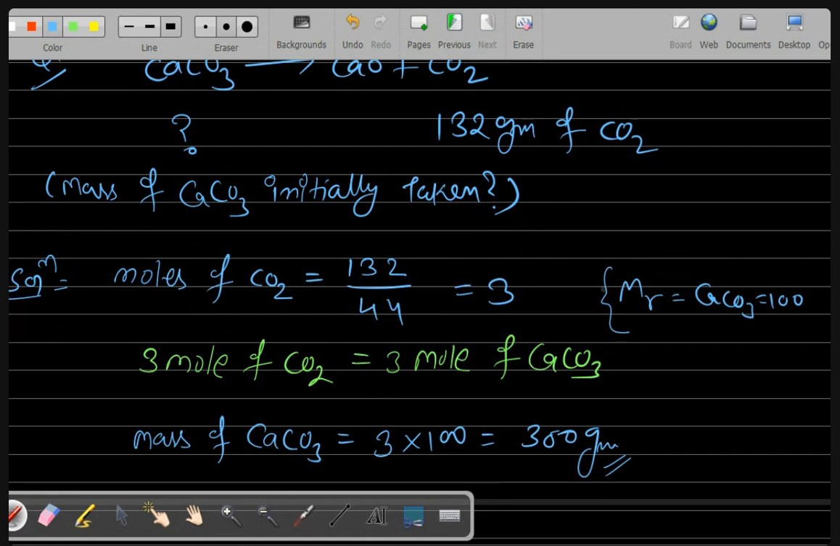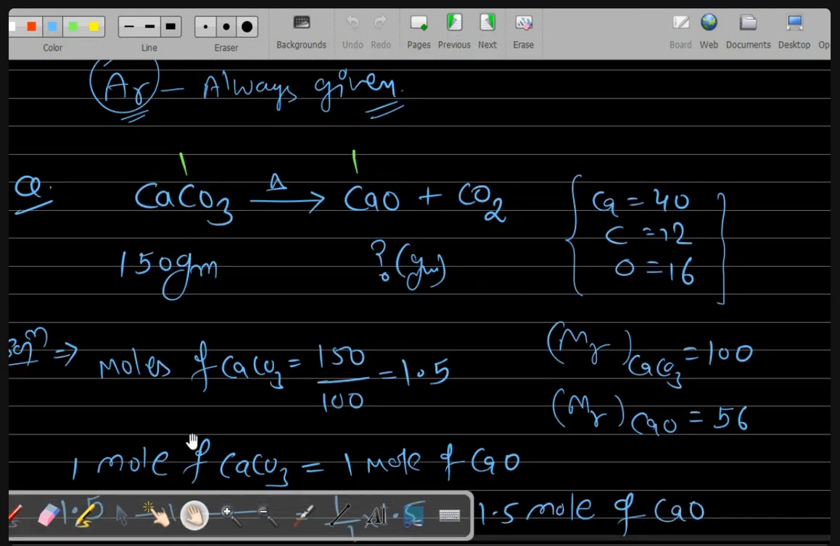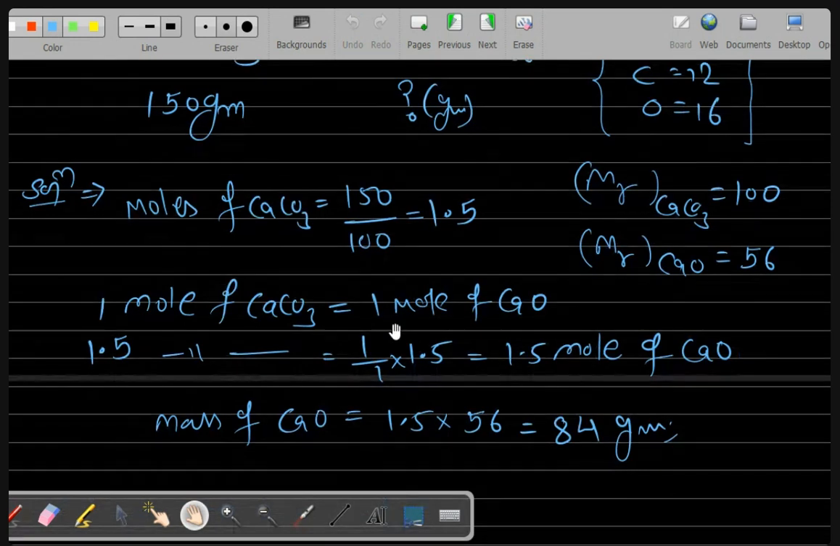But I thought we divide 3 by 3. Why are you dividing 3 by 3? 1 by 1 multiplied by 3 should be there. See the step 3. Suppose I am saying 1 mole of calcium carbonate produces 1 mole of CO2. So similarly, it is 1:1. So 1 by 1 multiplied by 3 should be there, not 3 by 3, because of the ratio.